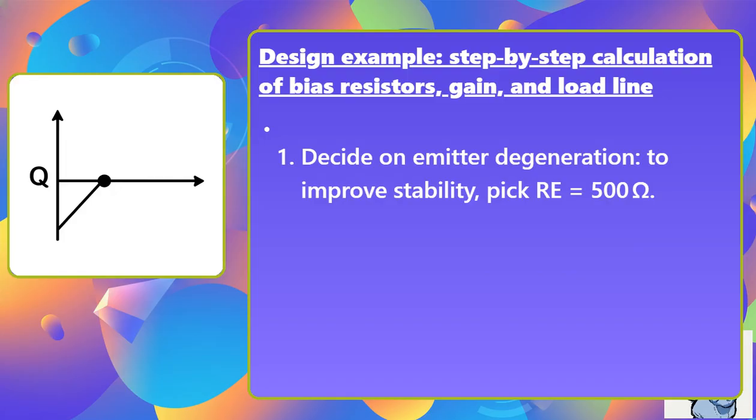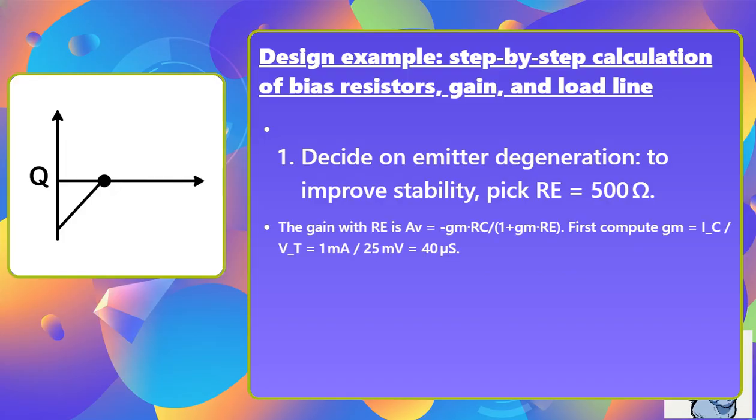Step 2, decide on emitter degeneration. To improve stability, pick RE equals 500 ohms. The gain with RE is Av equals negative gm times RC divided by 1 plus gm times RE. First compute gm equals IC divided by VT, equals 1 milliamp divided by 25 millivolts, equals 40 millisiemens. Then 1 plus gm times RE equals 1 plus 0.04 times 500, equals 1 plus 20, equals 21.